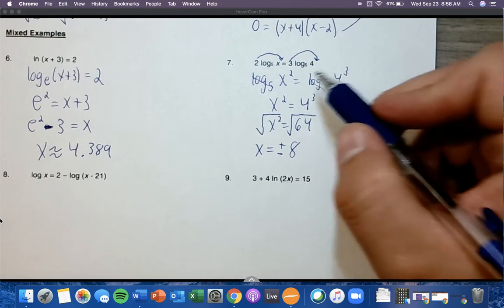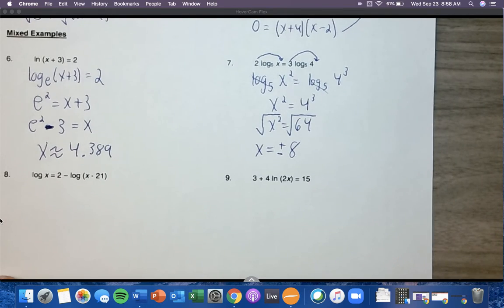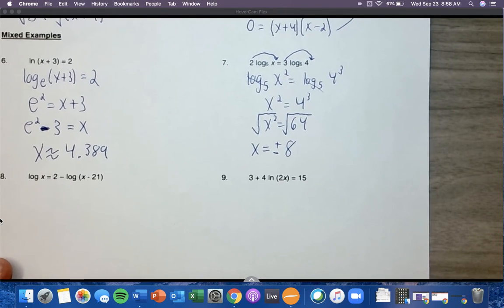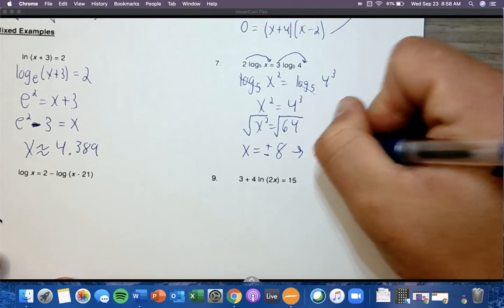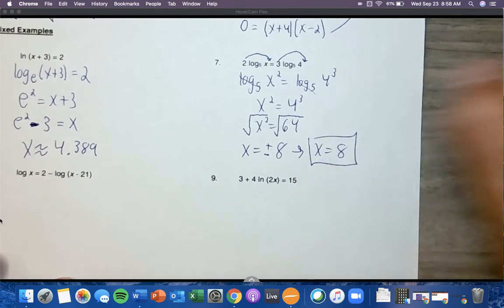But because of our domain, we can't have a negative number inside of our log. So this negative is not going to work. So we actually just have x equals 8.